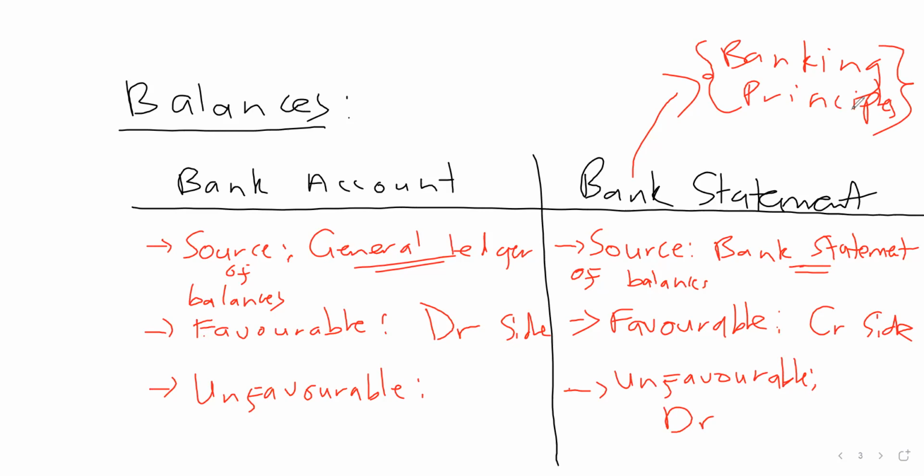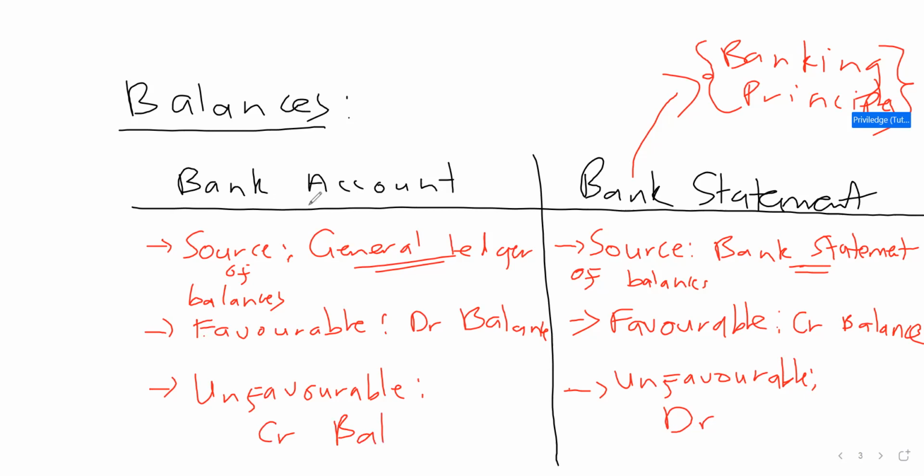In fact, let me correct this here real quick. This is supposed to be debit. So this is a debit balance if it's favorable, and then this one will be a credit balance if it is favorable. Does it make sense? And then what about if it's unfavorable? According to the general ledger, it's always going to be a credit balance. Are we together?